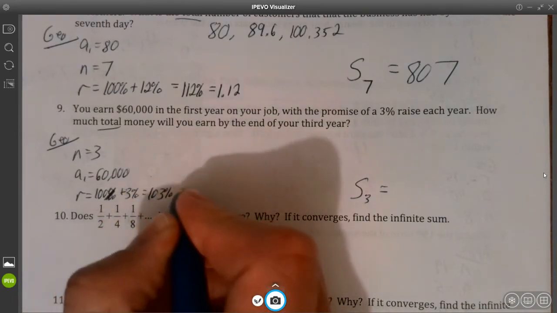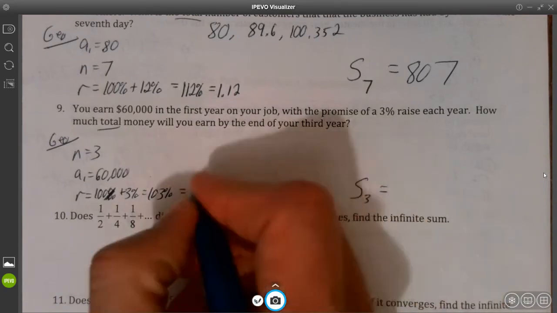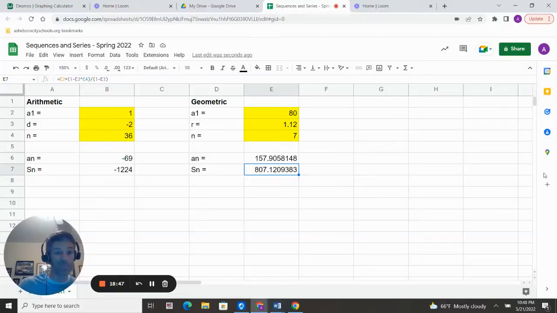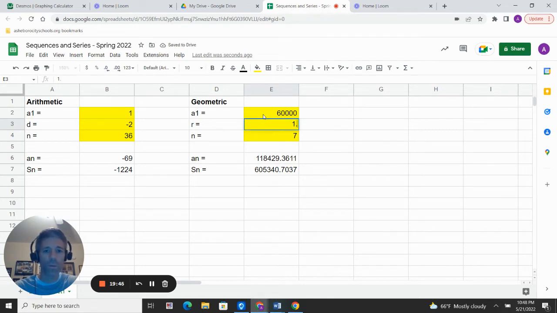If you can do that in your head, then do it in your head. It's 1.03. I'm not listing my numbers this time. So 103%, so 1.03. Let's type it. I am about to get $60,000, and a new car, with 1.03 and only 3 years.